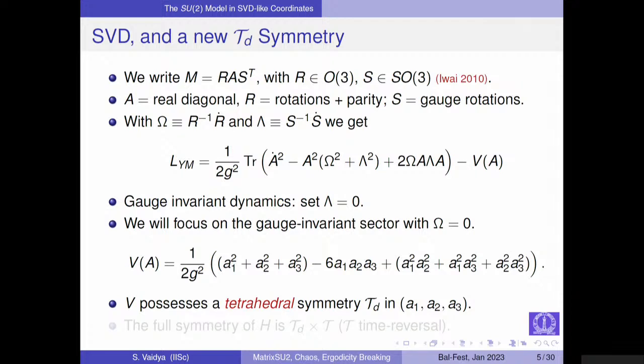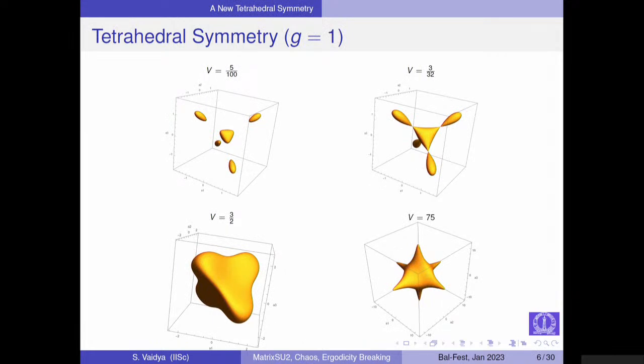This we could not have seen unless we had gone to these singular value coordinates, and it turns out that this tetrahedral symmetry will play a very important role in understanding both the dynamics as well as chaos properties of this model. And if you then include time reversal, then the full symmetry of the Hamiltonian is this tetrahedral symmetry times a Z2, which is the time reversal symmetry. This is a picture of what this tetrahedral symmetry looks like.